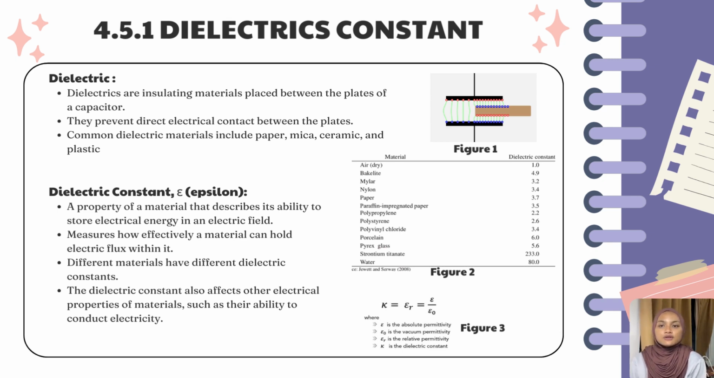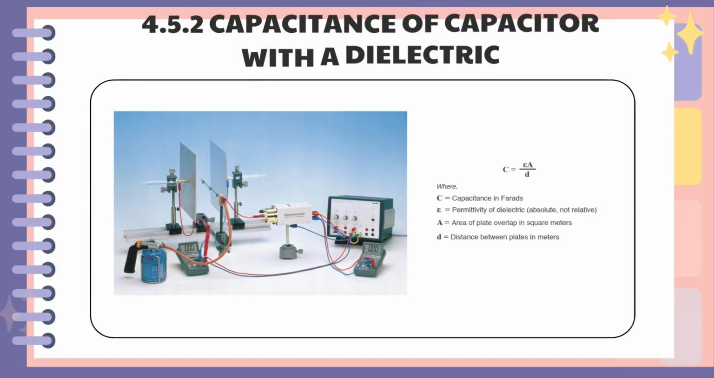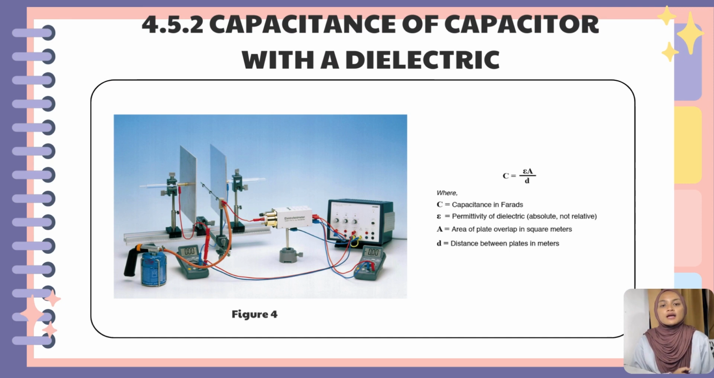As you can see in figure 2, there are dielectric constants for different materials. For example, air is 1.0, lead is 4.9, mylar is 3.2, and nylon is 3.4. As you can see in figure 4, there is a setup for experiments on the capacitance of a capacitor with a dielectric. The working principle of a dielectric capacitor is relatively straightforward.